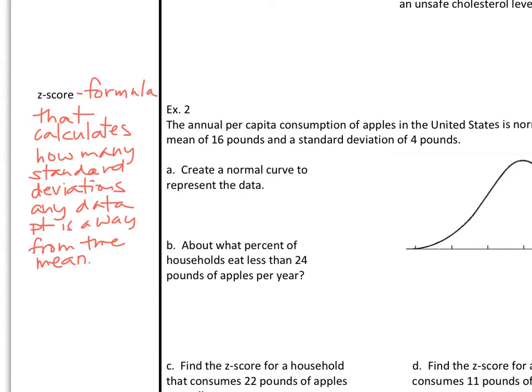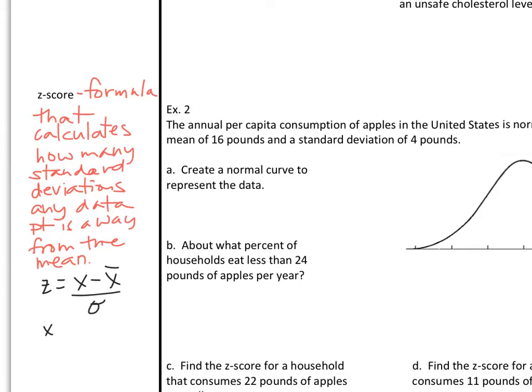To finish up lesson 11.2, we're going to look at that z-score that I talked about at the end of the video for the first part of the lesson. A z-score is a formula that calculates how many standard deviations any data point is away from the mean. It can be positive or negative, whether you're above or below that mean value. Here's our formula: z equals x minus x-bar, divided by sigma.